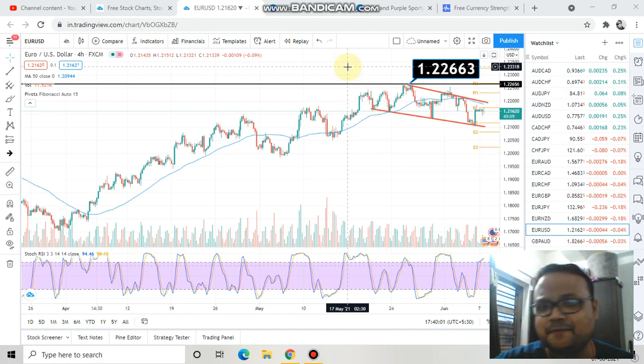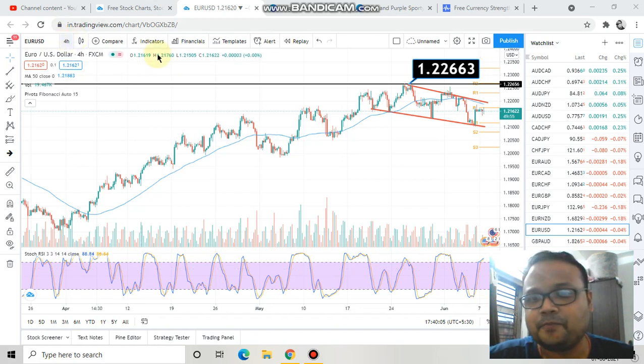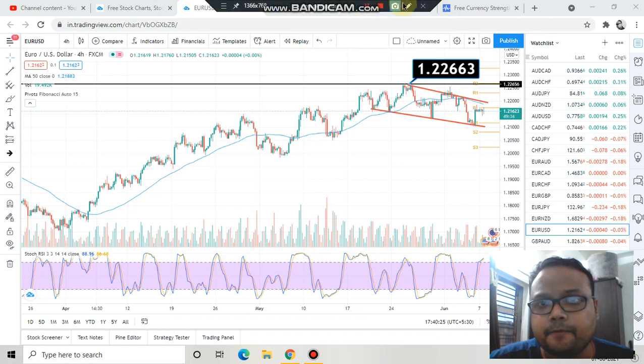So let's get started. This is the chart of Euro USD, and as you can see, I'm in the 4 hours time frame, my favorite 4 hours time frame. If I ask you what is the trend of the market, you can see that still the market is in an uptrend. Yes, there was some volatility in the market after the news. There was some sell off, but we can see that overall the trend of the market is intact. Market is still in uptrend.